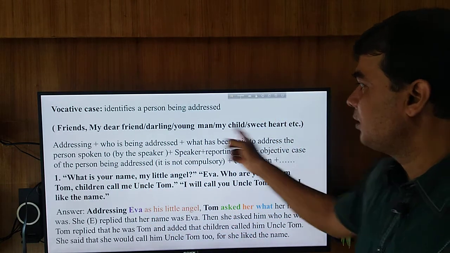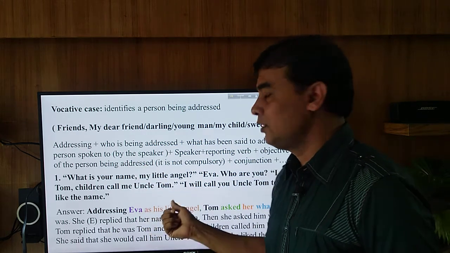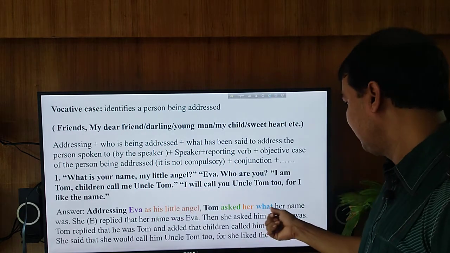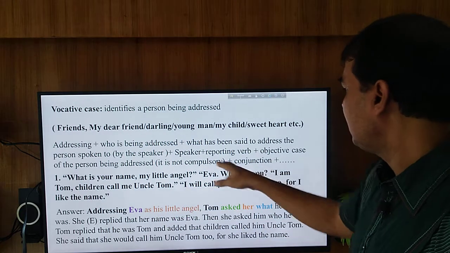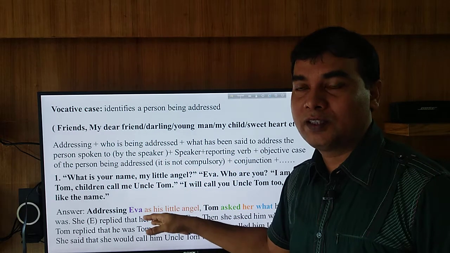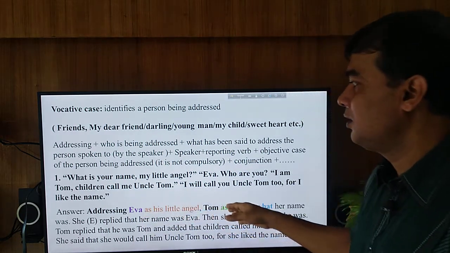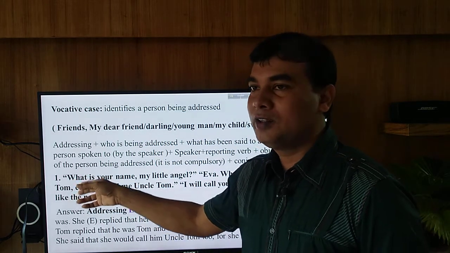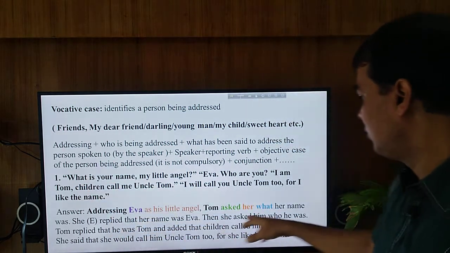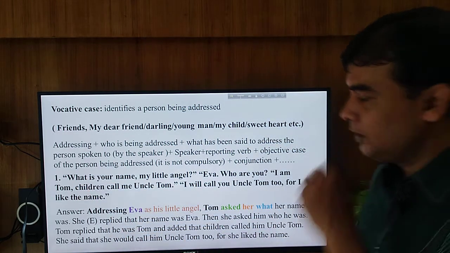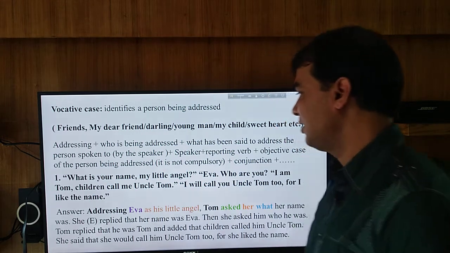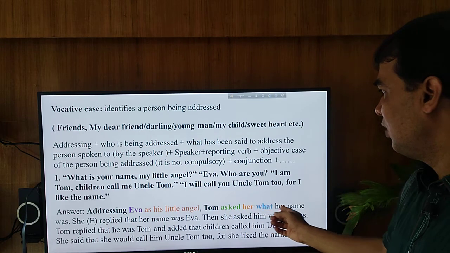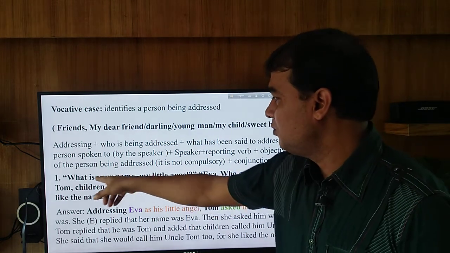And then again objective case of the person being addressed. Here Eva is being addressed, so the objective case of Eva is her. Then conjunction, since it's an interrogative sentence, so we can write the conjunction if, but if the sentence begins with a WH, I mean W is relative pronoun, we can write down the relative pronoun. So we can write here what. Then according to the previous rule, we can change the sentences. Addressing Eva as his little angel, Tom asked her what her name was.